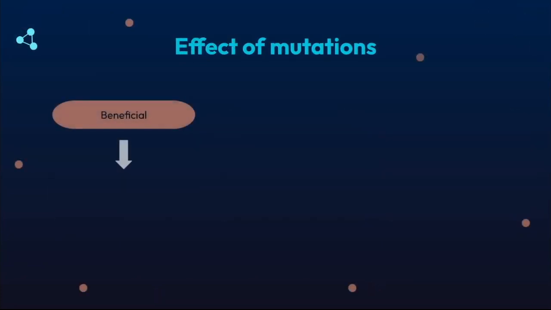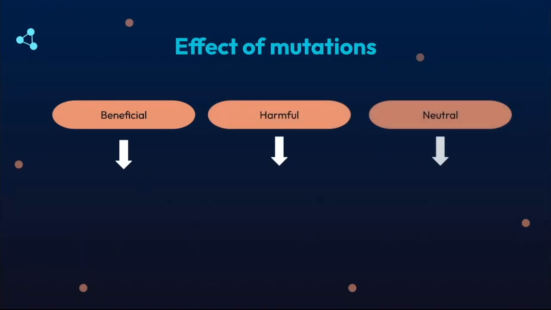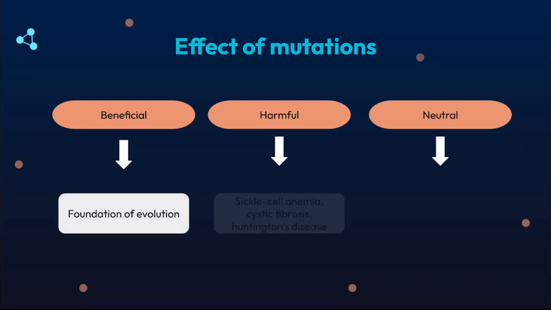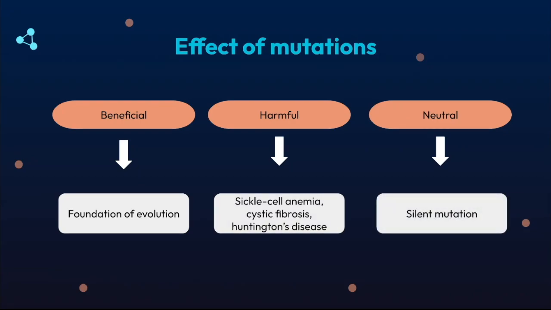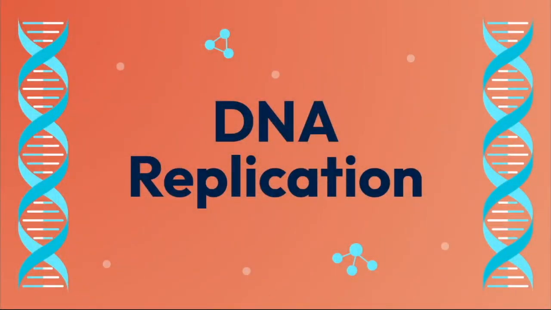Genetic mutations can be beneficial, harmful, or neutral. Genetic mutations are the foundations of evolution. On the other hand, they can cause disorders such as sickle cell anemia, cystic fibrosis, and Huntington disease. Finally, we will cover DNA replication.